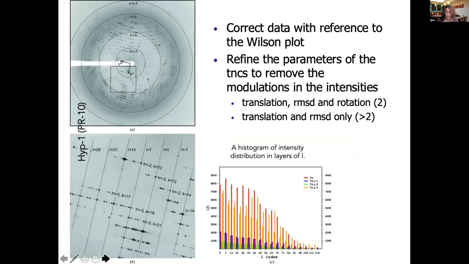So I showed you the diffraction pattern with anisotropy. This is a diffraction pattern with translational NCS. You can see that there are modulations in the diffraction pattern with patterns of weak and strong reflections, but instead of being in distinct directions in reciprocal space, these ones are periodic relationships throughout the crystal lattice. You can see the histogram on the bottom right showing how the distribution of intensities changes with these modulations. As with anisotropy, we correct this in a similar way, only this time we're looking to remove these modulations by modeling them with these underlying TNCS parameters.